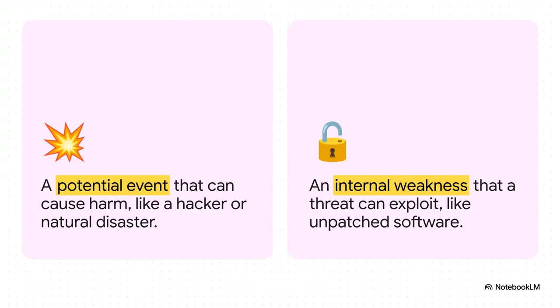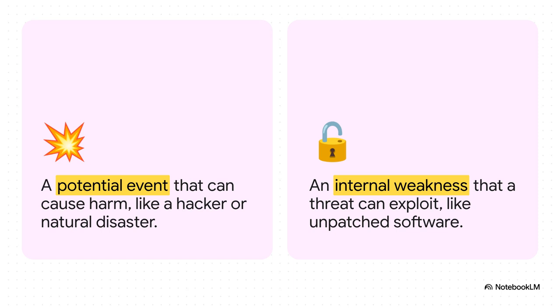Now, this is super important. We have to get two key concepts straight. A threat is the potential bad thing that can happen from the outside, like a hacker, a natural disaster, whatever. A vulnerability, on the other hand, is the internal weakness that lets the threat get in.